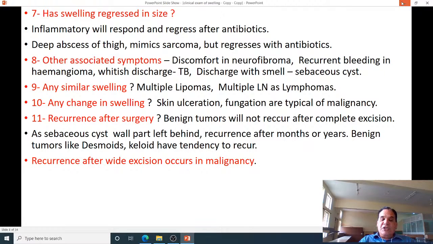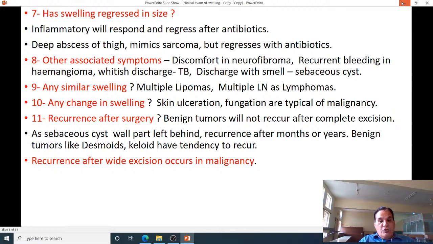And a sebaceous cyst should be operated in toto, because if you leave a part of the wall, it will recur after months or years. That is for certain. And who will be blamed? Surgeon. So a sebaceous cyst must be completely removed.